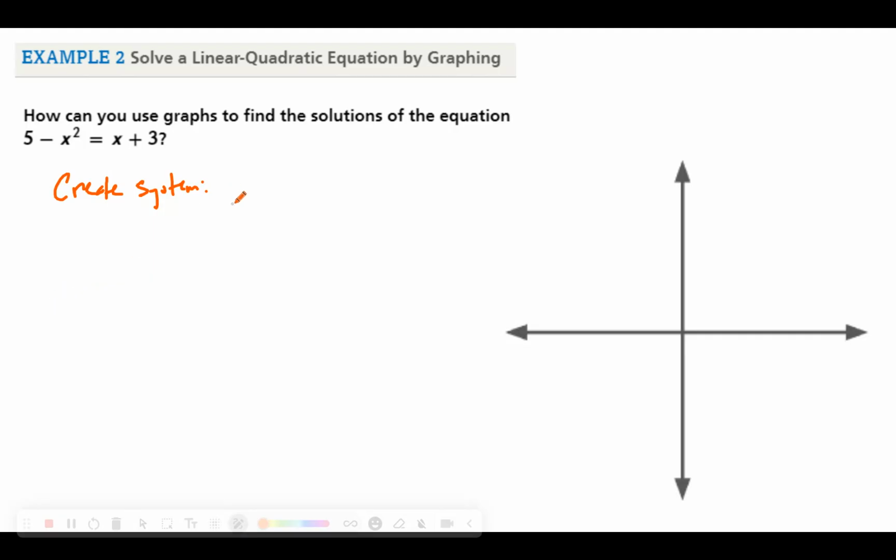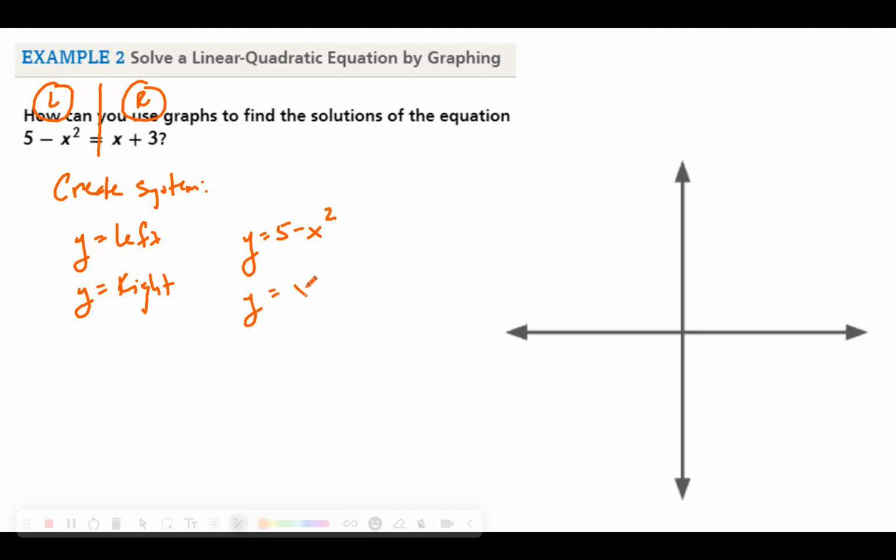And this system is going to involve 2 equations. y equals the left side of my equation and y equals the right side of my equation. So up here, this is my left side, this is my right side. So my 2 equations will be y equals 5 minus x squared, and the other one will be y equals x plus 3. This is the quadratic, this is the linear. Now, I do want to mention that this original equation had no y. So when we find the points where these 2 graphs cross, we don't care about the y. We only care about the x's in a problem like this, where y wasn't mentioned at all.